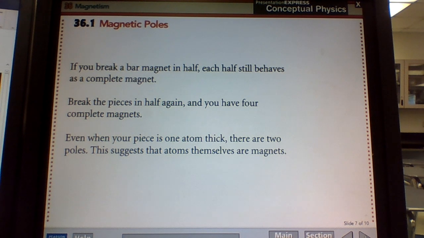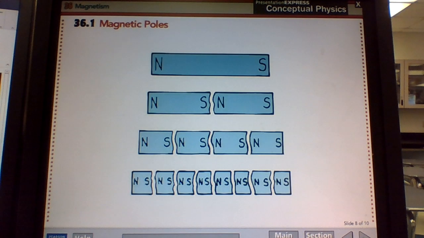And so break a bar magnet in half. Again, each half is going to have the aspects of a complete magnet. It's going to have a north side. It's going to have a south side. Break it in half again. Now you have 4 complete magnets and so on and so forth. Each magnet would have a complete north and south pole. So here is one magnet broken into a bunch of different pieces. We always have a north side and a south side, no matter how small the pieces get.